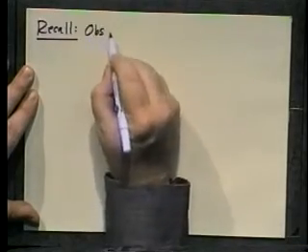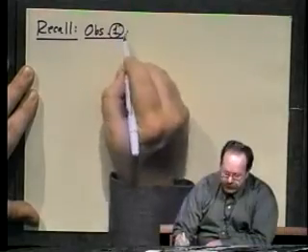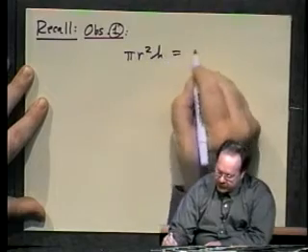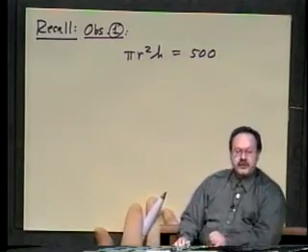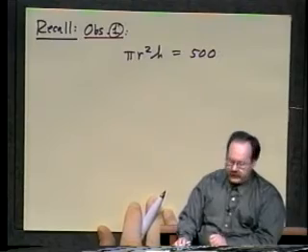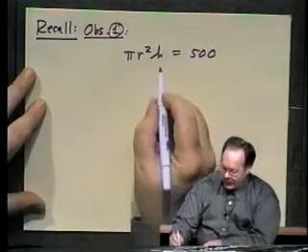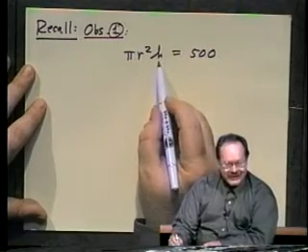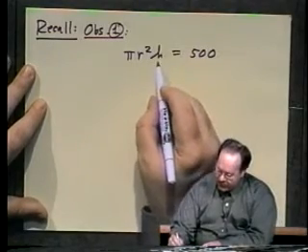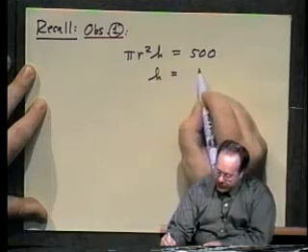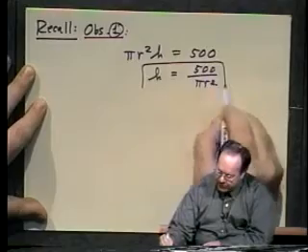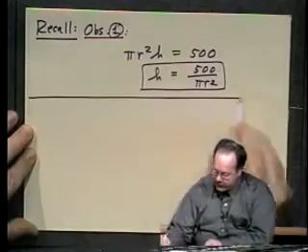Recall observation number 1. From observation number 1, we got that pi r squared h was equal to 500. We were not sure yet where we were going to use it. But now we know we'd like to have r in terms of h. Or rather, I'm sorry, h in terms of r. So we'll simply solve for h. So h will be 500 over pi r squared. That's exactly what we need now.